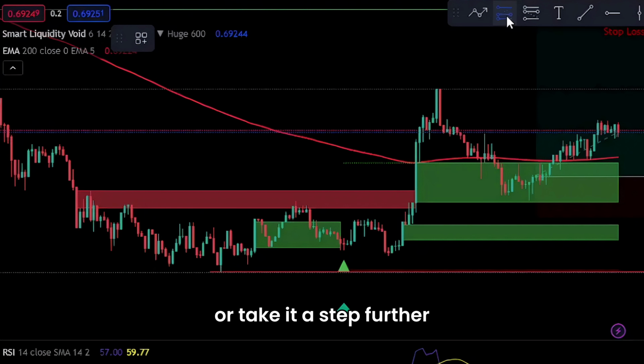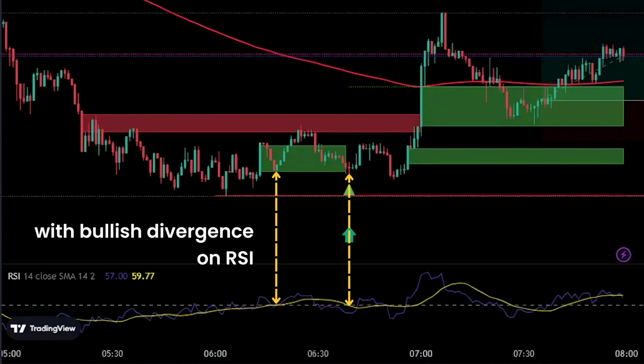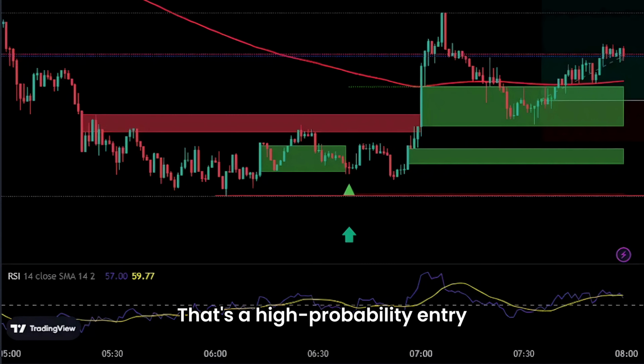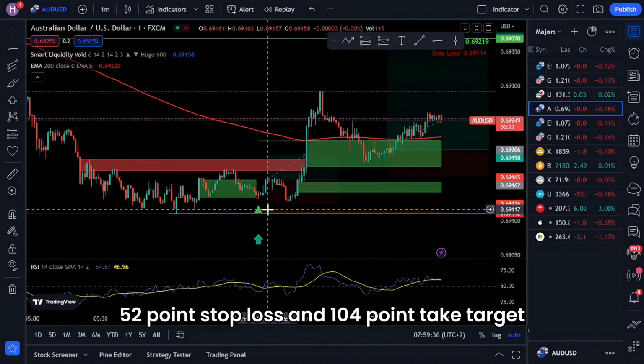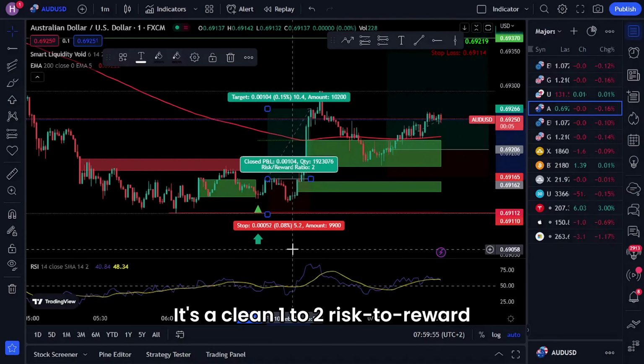Or take it a step further. Price forms a double bottom inside the void, with bullish divergence on RSI. That's a high probability entry. In this case, 52-point stop loss and 104-point take profit target. It's a clean 1 to 2 risk to reward.